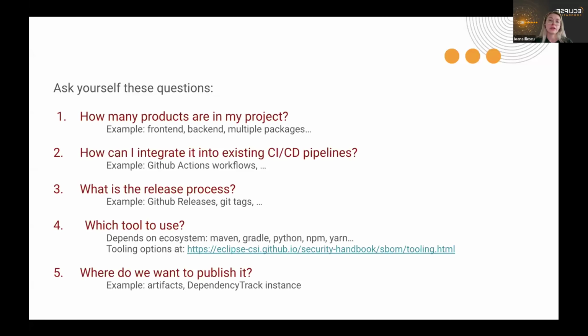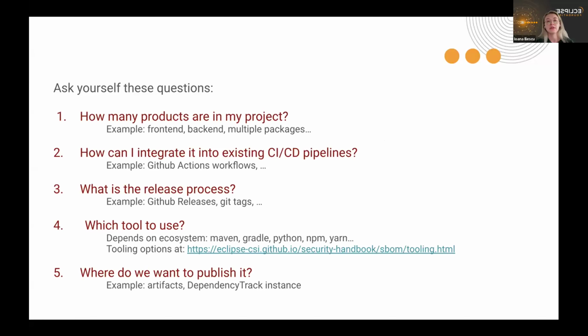And these questions would be: how many products are in your project? The answer to this is actually how many SBOMs you should generate. So for a front end and a back end project, you would have to generate 2 SBOMs. Then how can I integrate it into existing CI/CD pipelines?